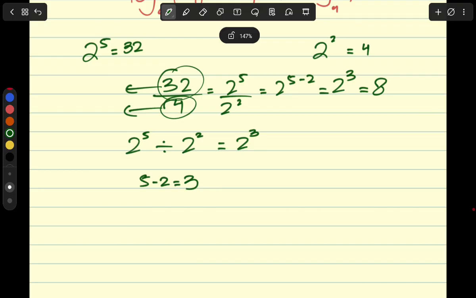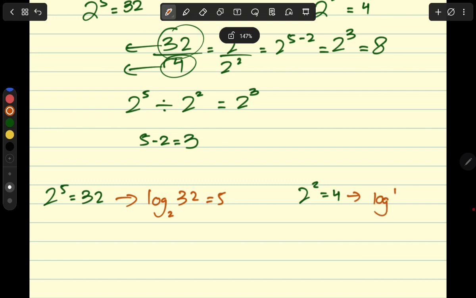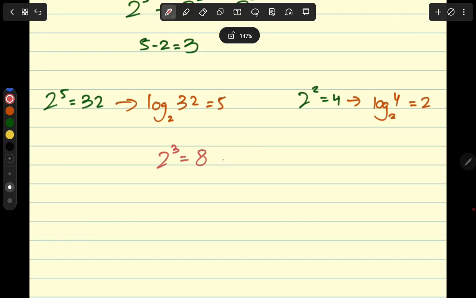Now we can rewrite everything as logarithms. So 2 power 5 equals 32 may be rewritten as log 32 base 2 equals 5, and 2 to the power 2 equals 4 may be rewritten as log 4 to the base 2 equal to 2, right? And we know that 2 power 3 equal to 8 can be rewritten as log of 8 to the base of 2 equal to 3, right?